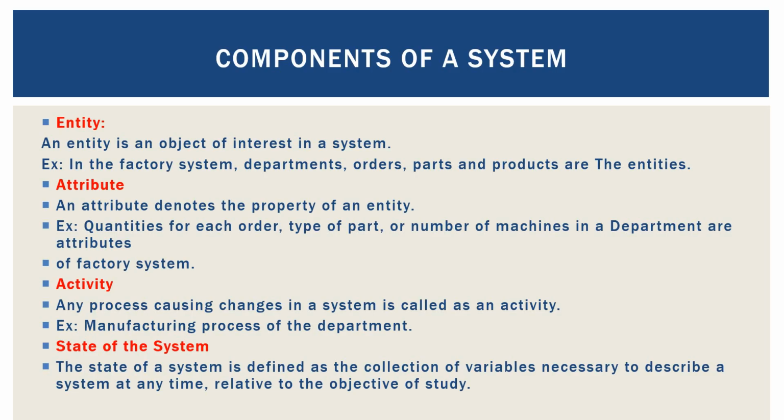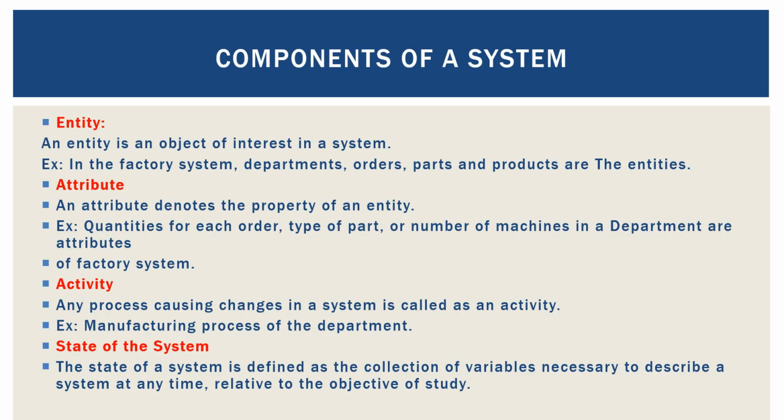Now, let's look at what we call the state of a system. The state of a system is defined as the collection of variables necessary to describe a system at any given time, relative to the objective of the study. For example, let's look at the bank as an example. For the state of the system, we might be looking at the number of people in the bank, maybe in the queues, and the number of tellers that we have.